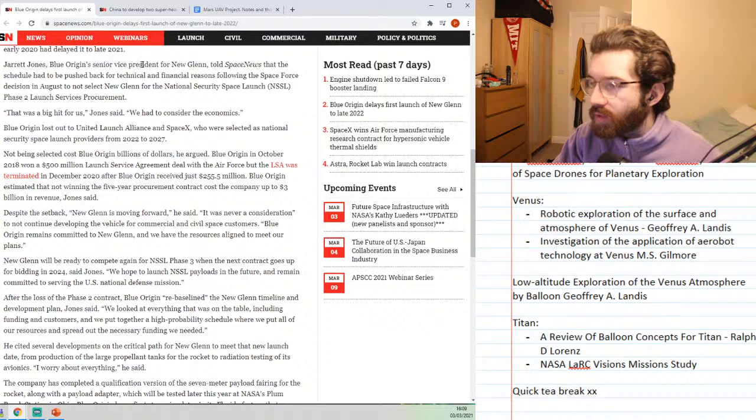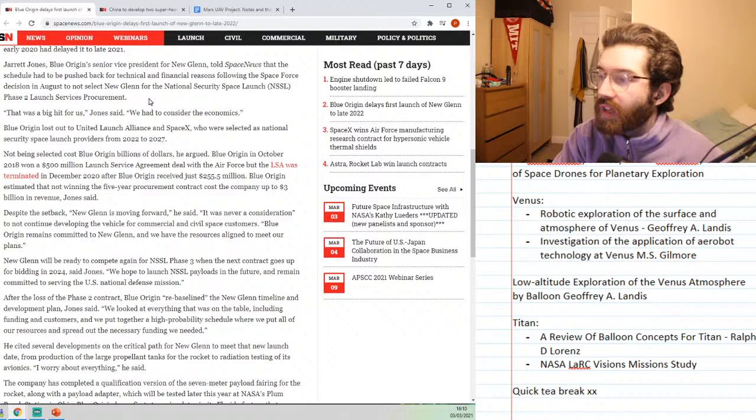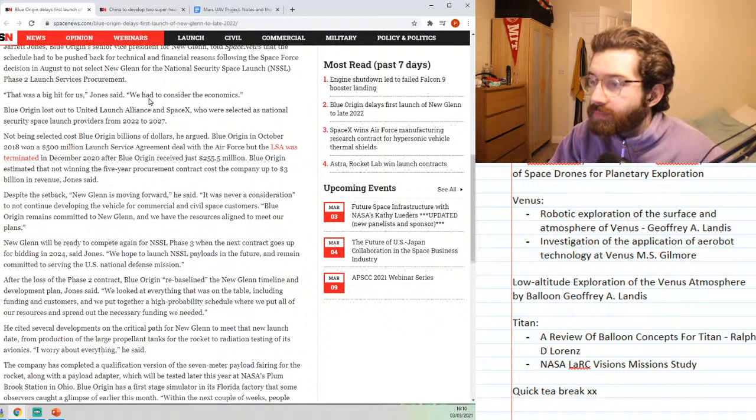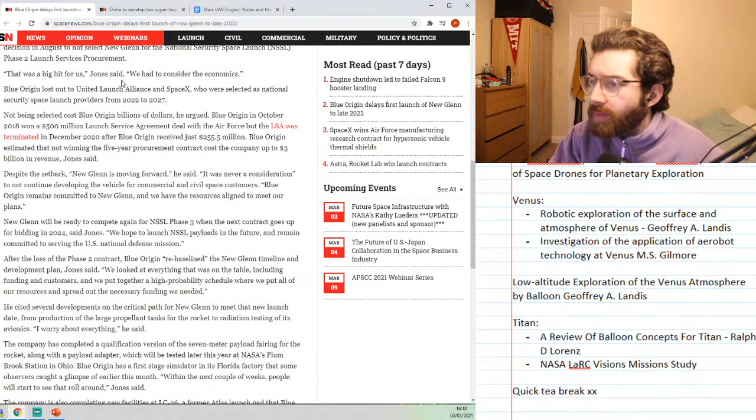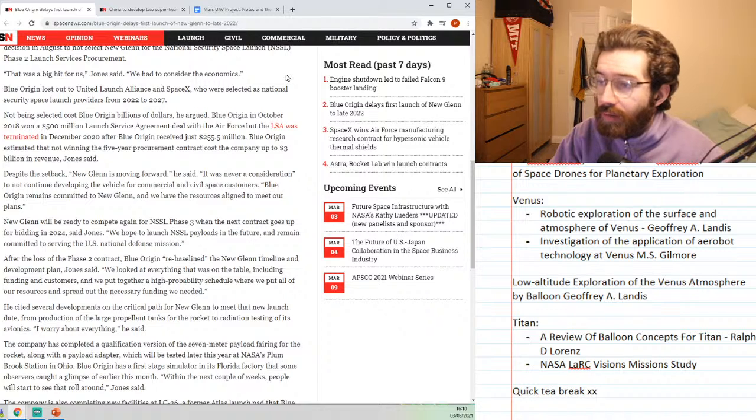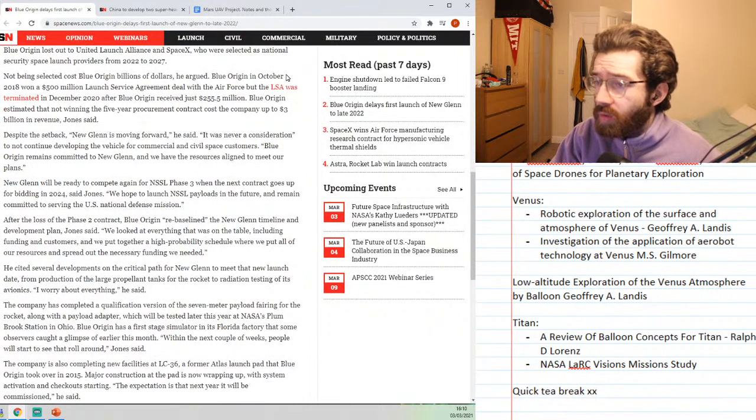So Blue Origin Senior VP told Space News that the schedule had to be pushed back for technical and financial reasons following the Space Force decision in August to not select New Glenn for the NSSL. Okay. Big hit, had to consider economics. Blue Origin lost out to ULA and SpaceX, who were selected as national security space launch providers from 22 to 27. Now that's a bit of a bummer for them, right? Like that's 5 years where they're just losing out contracts to ULA and SpaceX over and over. So I can see why they're angry.